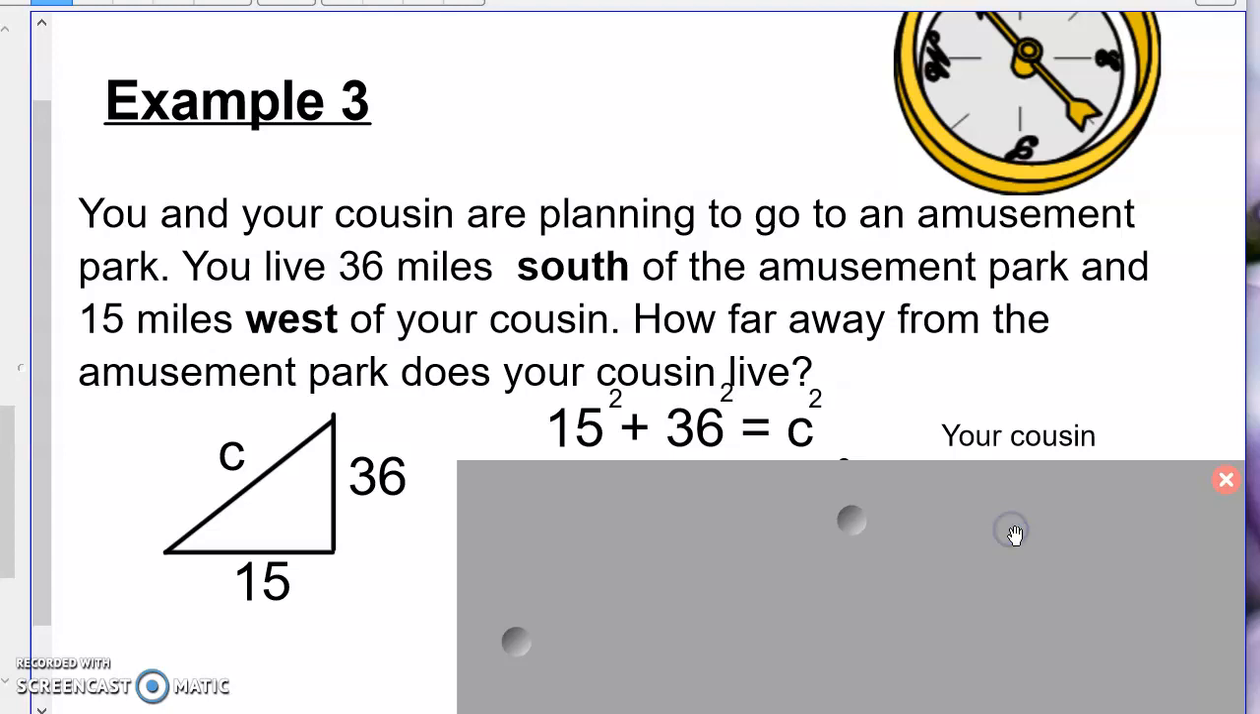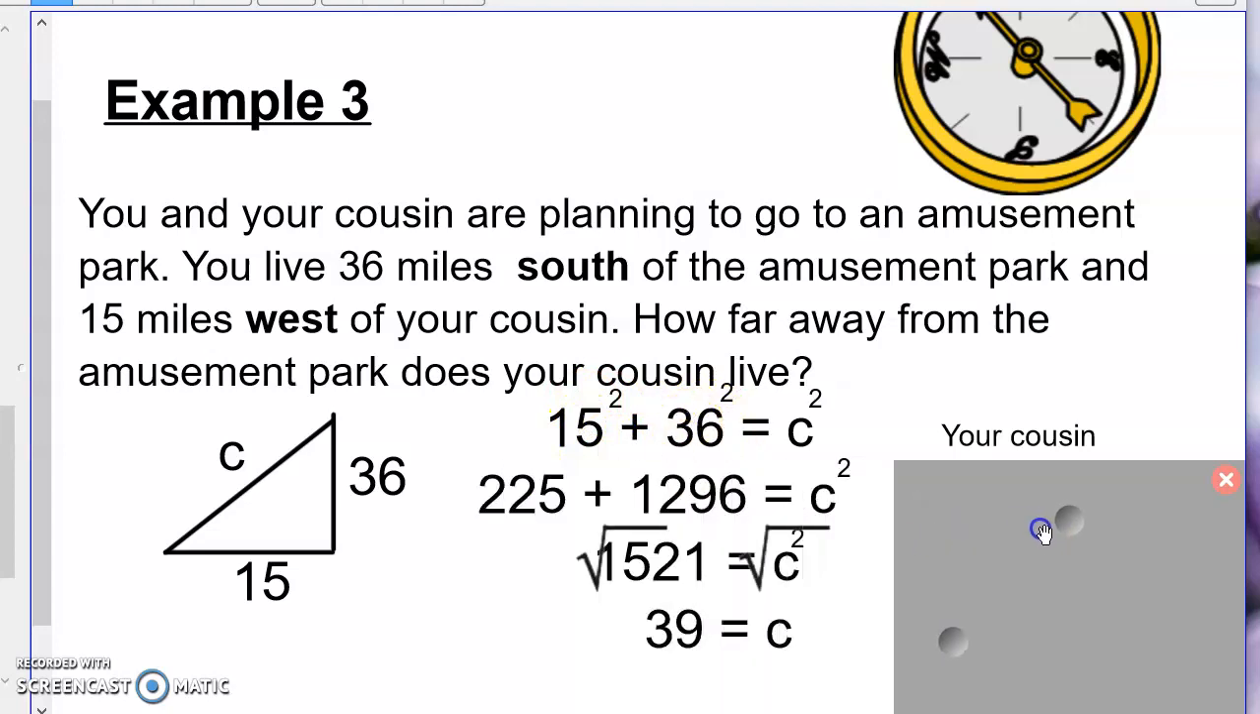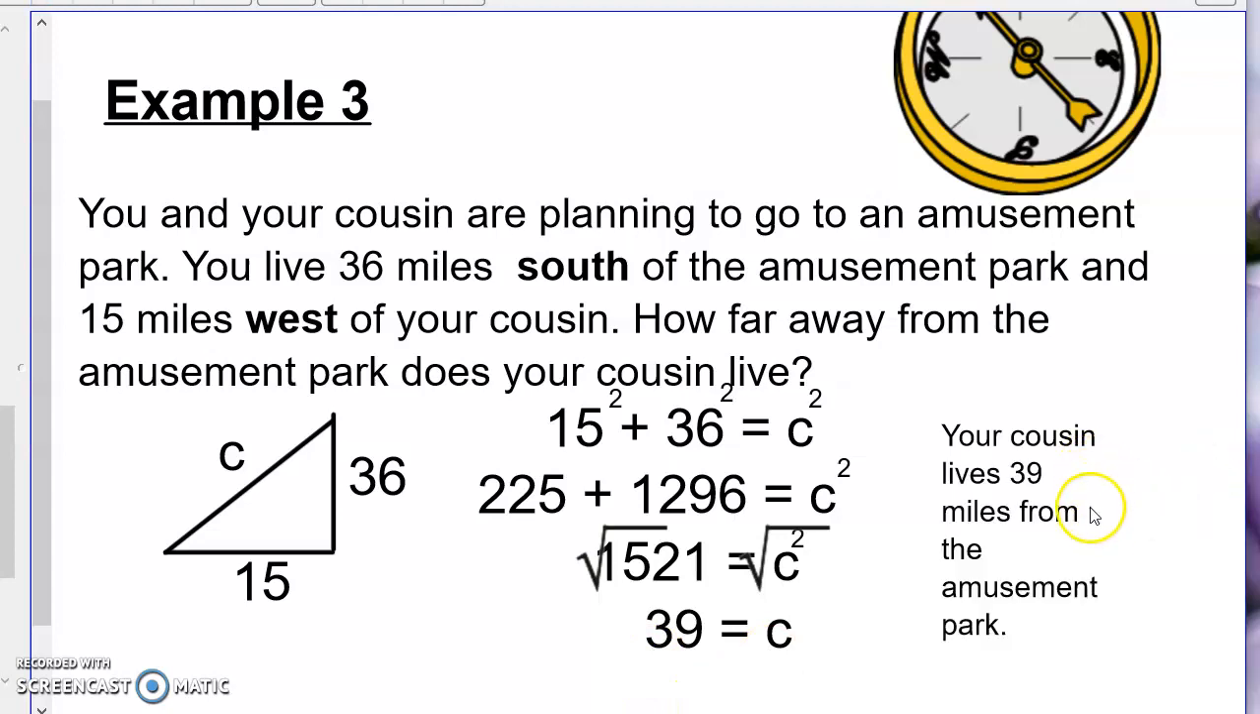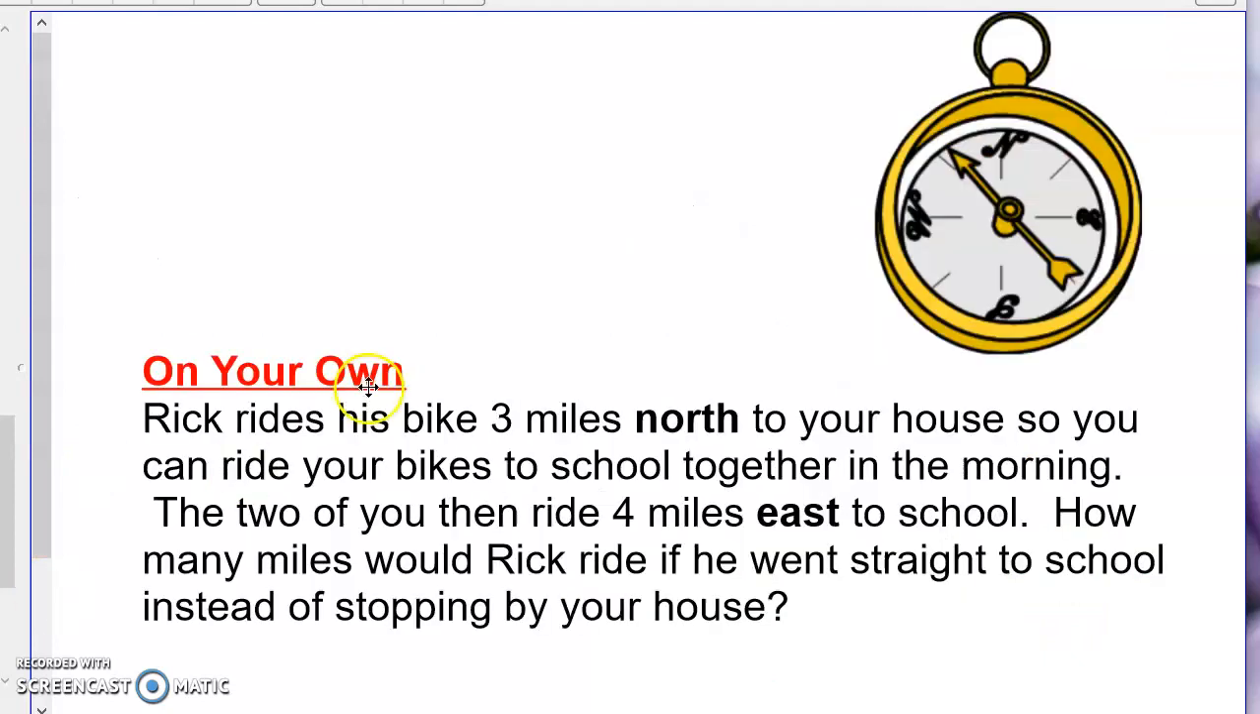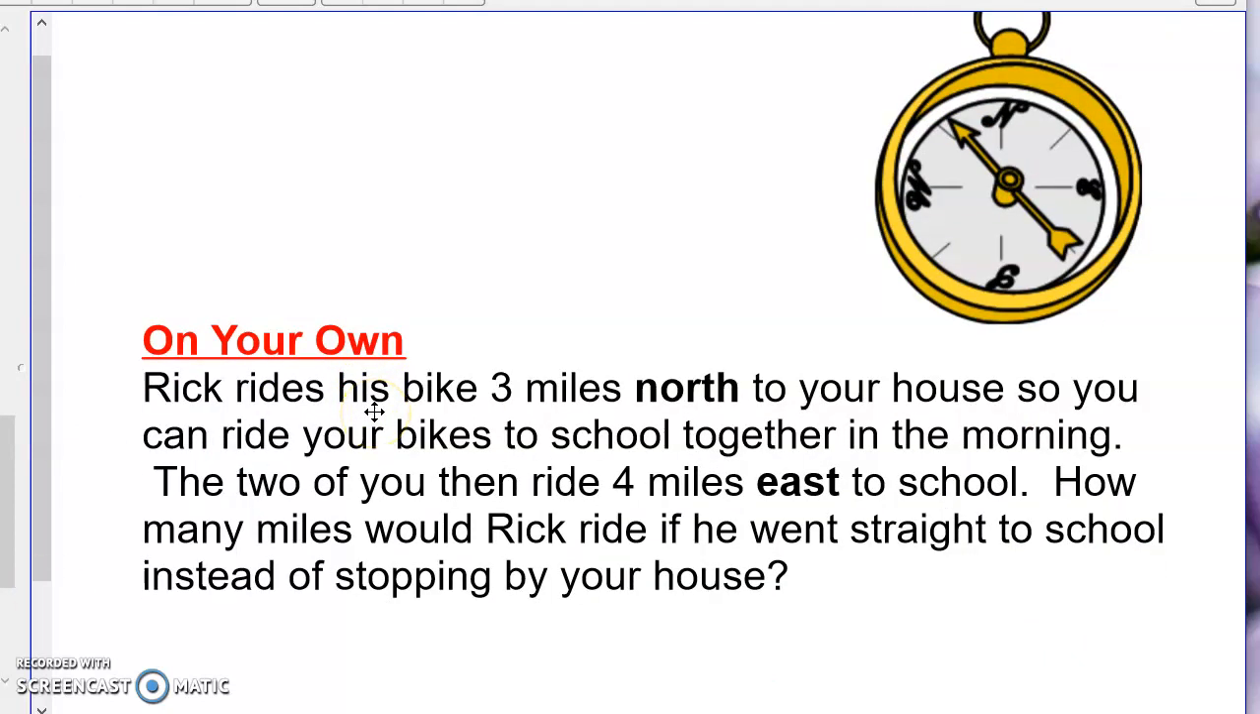So 15 squared plus 36 squared equals C squared. I figure out what 15 squared is, I figure out what 36 squared is, and I add them together. That gives me 1521, and then I square root both sides, and that gives me 39. Well, to answer the question, my cousin lives 39 miles from the amusement park. Okay, you can pause the video and try doing this one on your own.